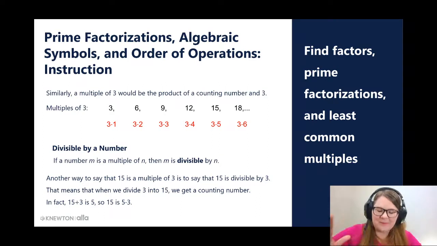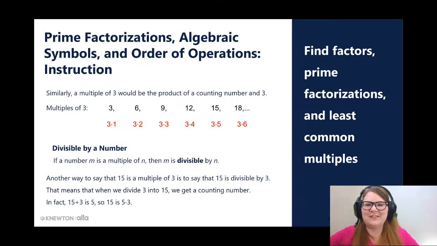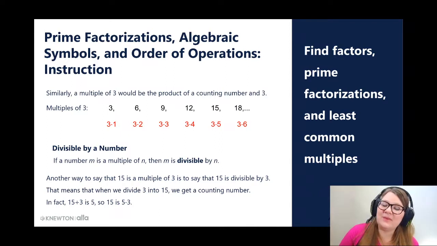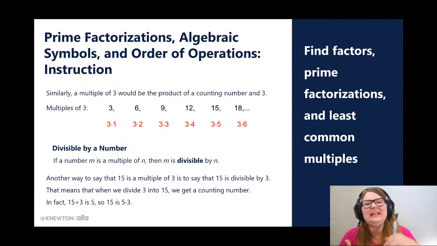Okay, so let me work that out for you, because I realized that was kind of complicated. So we use the letters m and n, all right? If m is a multiple of n, then m is divisible by n. Example, 15 is a multiple of 3, so 15 is divisible by 3. That means you can divide 3 evenly into 15. 15 divided by 3 is 5.